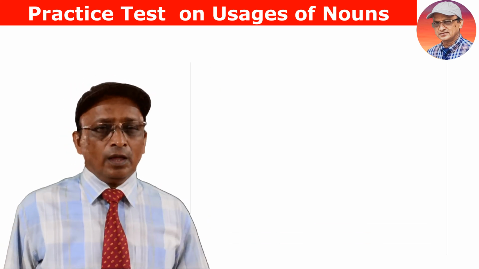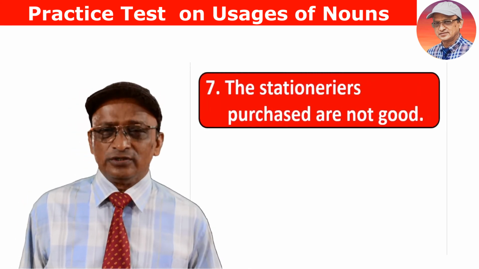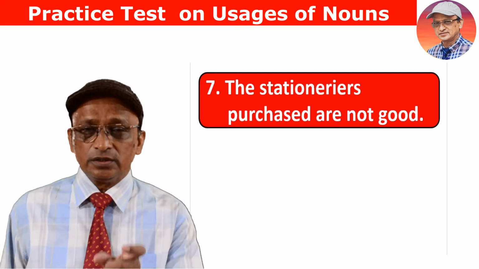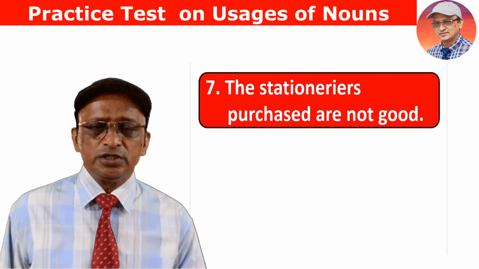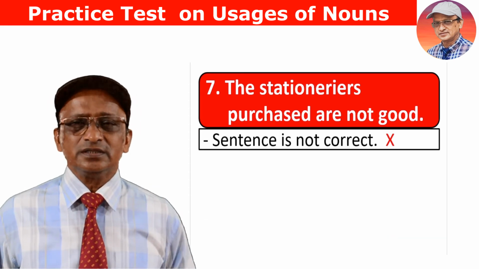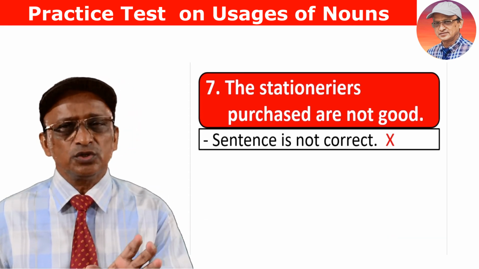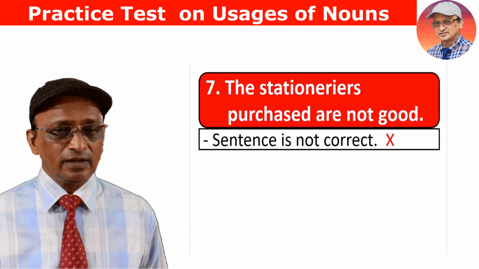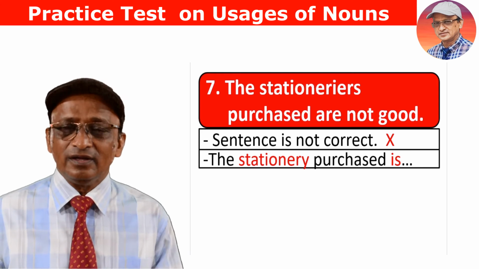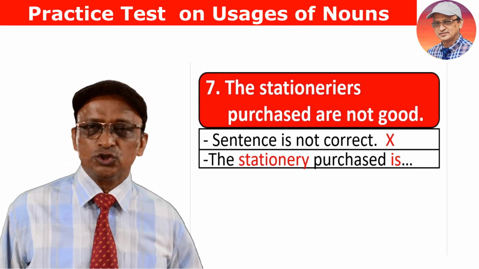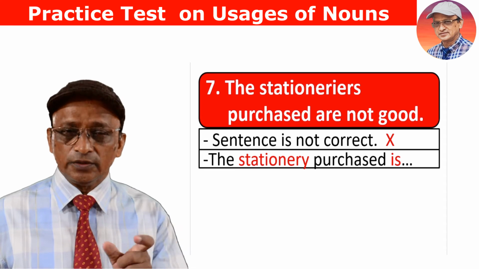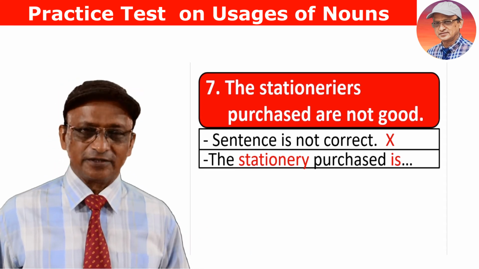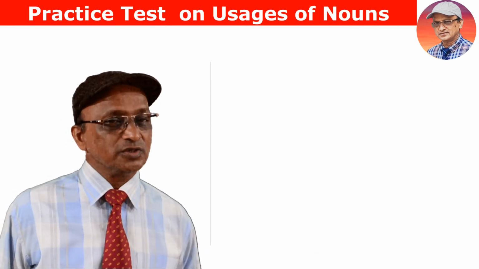Next. This question says, the stationaries purchased are not good. Now let's check whether the word stationaries is correctly used in that sentence. The use of stationaries here is not correct. Why? Because the word stationary is to be used in the singular form, always as singular. That's why stationaries purchased is wrong. Stationary purchased is correct.